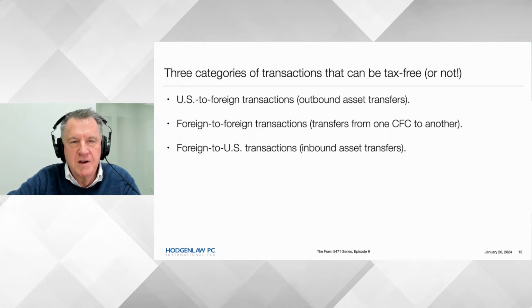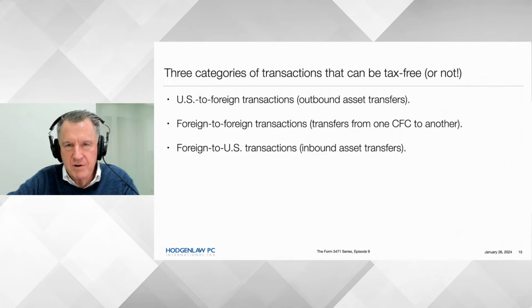So, three types of transactions that can be tax-free. We talk about outbound transfers. So, classic example is a U.S. person makes a capital contribution to a foreign corporation. There's an outbound transfer of an asset to a foreign corporation. How is it treated? The second one is foreign to foreign transactions, transfers from one CFC to another.